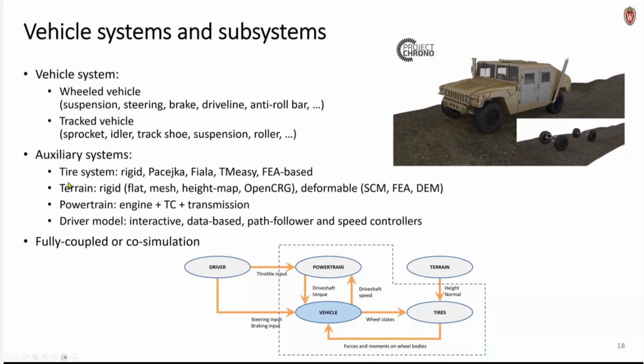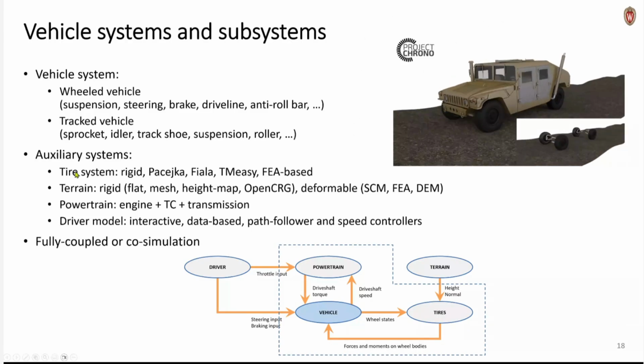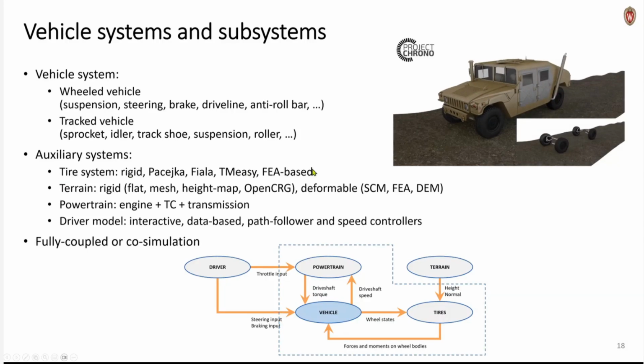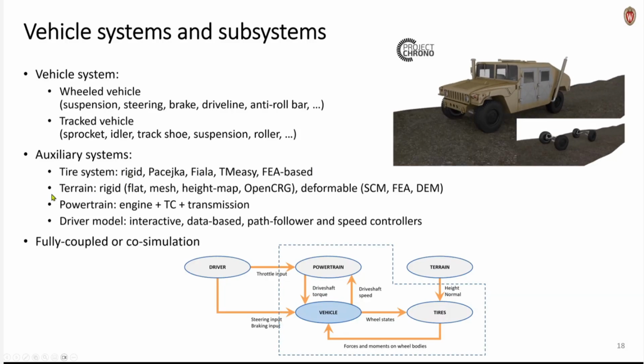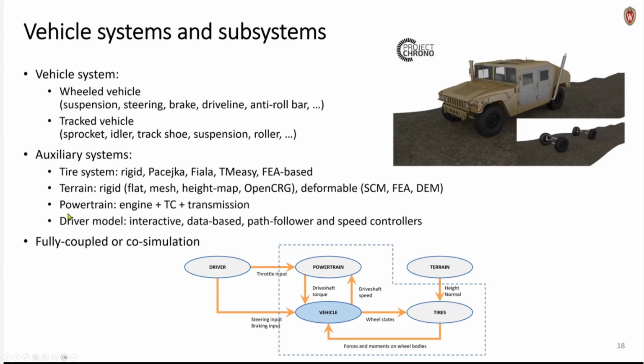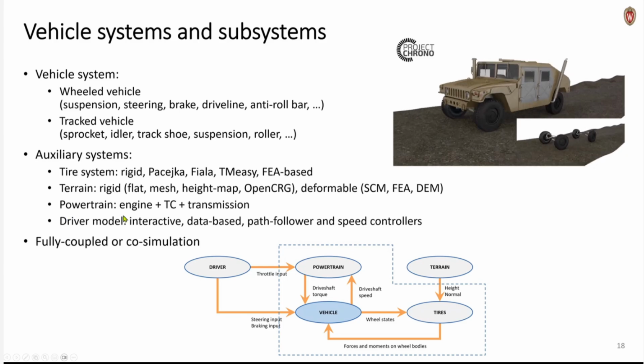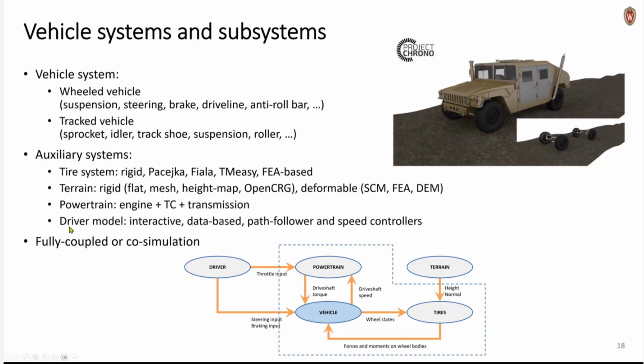And of course, in order to have a full simulation, you need subsystems for additional things beyond the multi-body system. You need models for tires, and we have a sequence of different types, models for the terrain, and we have rigid terrains or deformable terrains with different formulations. You need powertrains, which means engine models and torque converters for automatic transmissions and transmission models. And finally, you need a driver model, a controller to specify how the vehicle is controlled at any given time.